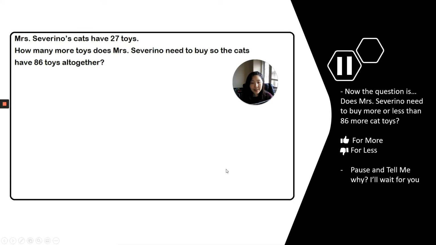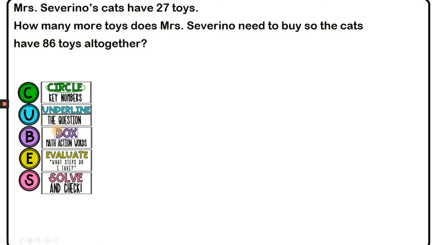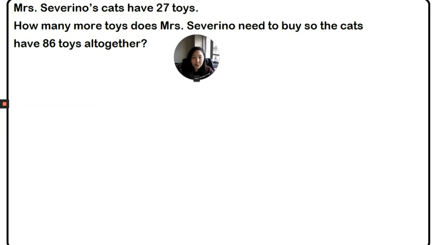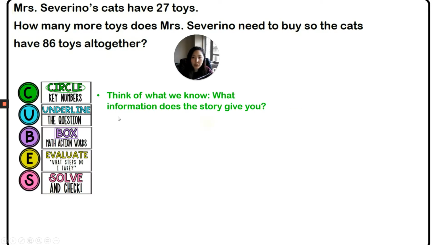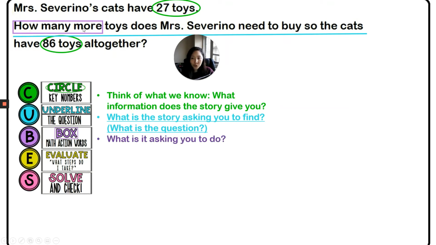All right, now that you did that part, we're going to go over some key details on this page before I send you off to work. So again, we're going to go through this. That we're circling the key numbers and units. That was Miss Severino's cats has 27 toys and they want 86 altogether now. The question they wanted was how many more toys does Miss Severino need to buy so the cats have 86 toys altogether. What they're asking you to do is think about how many more toys you need and think about the fact that you started off with 27 but now you want 86 altogether.